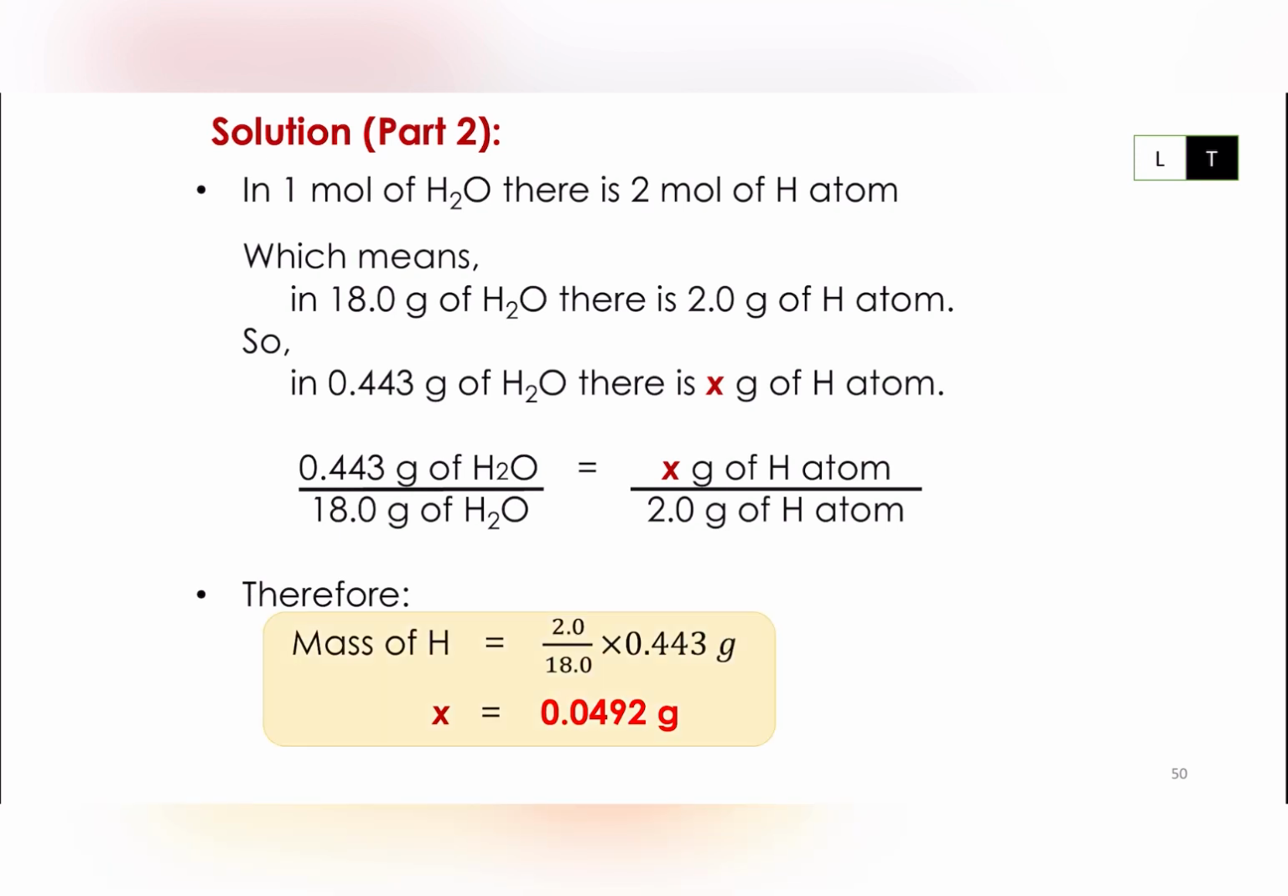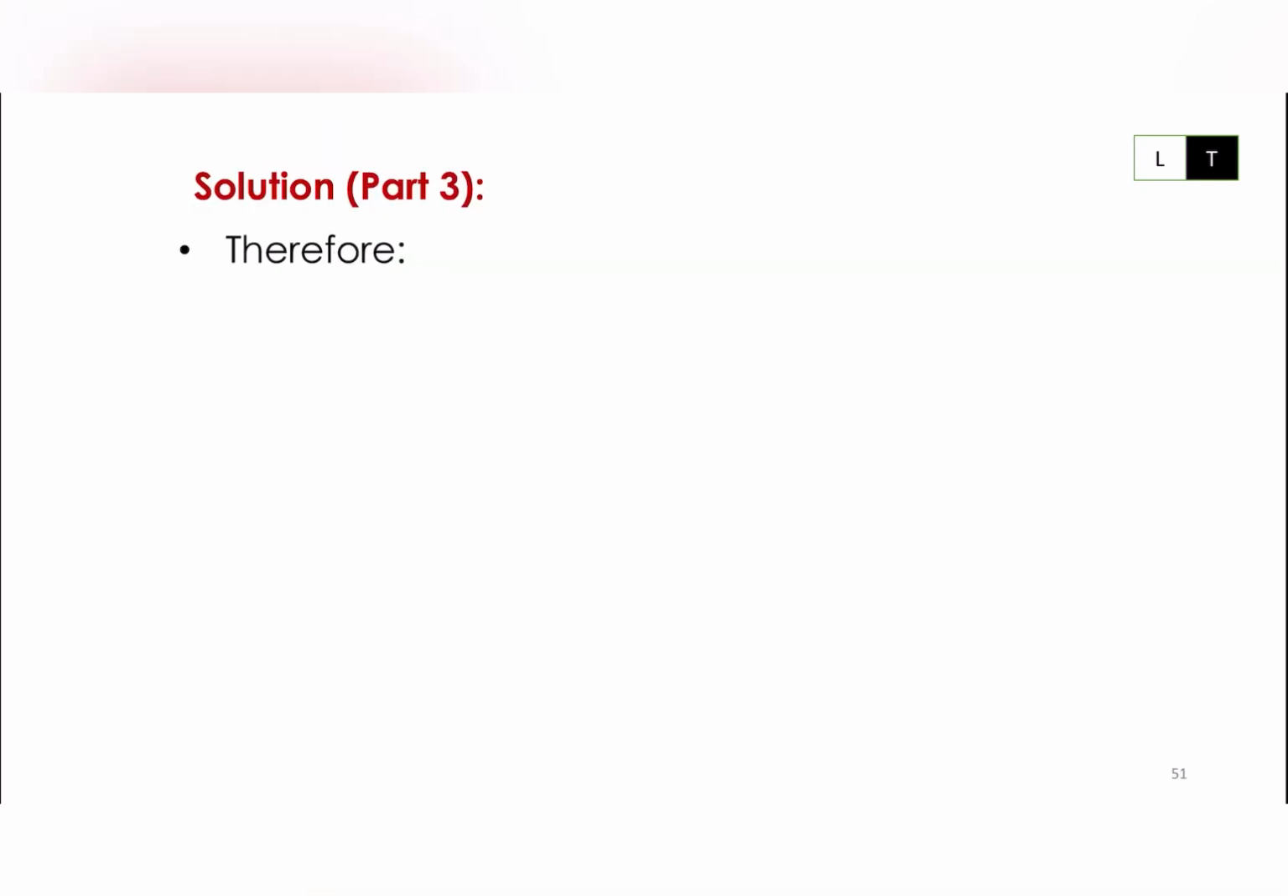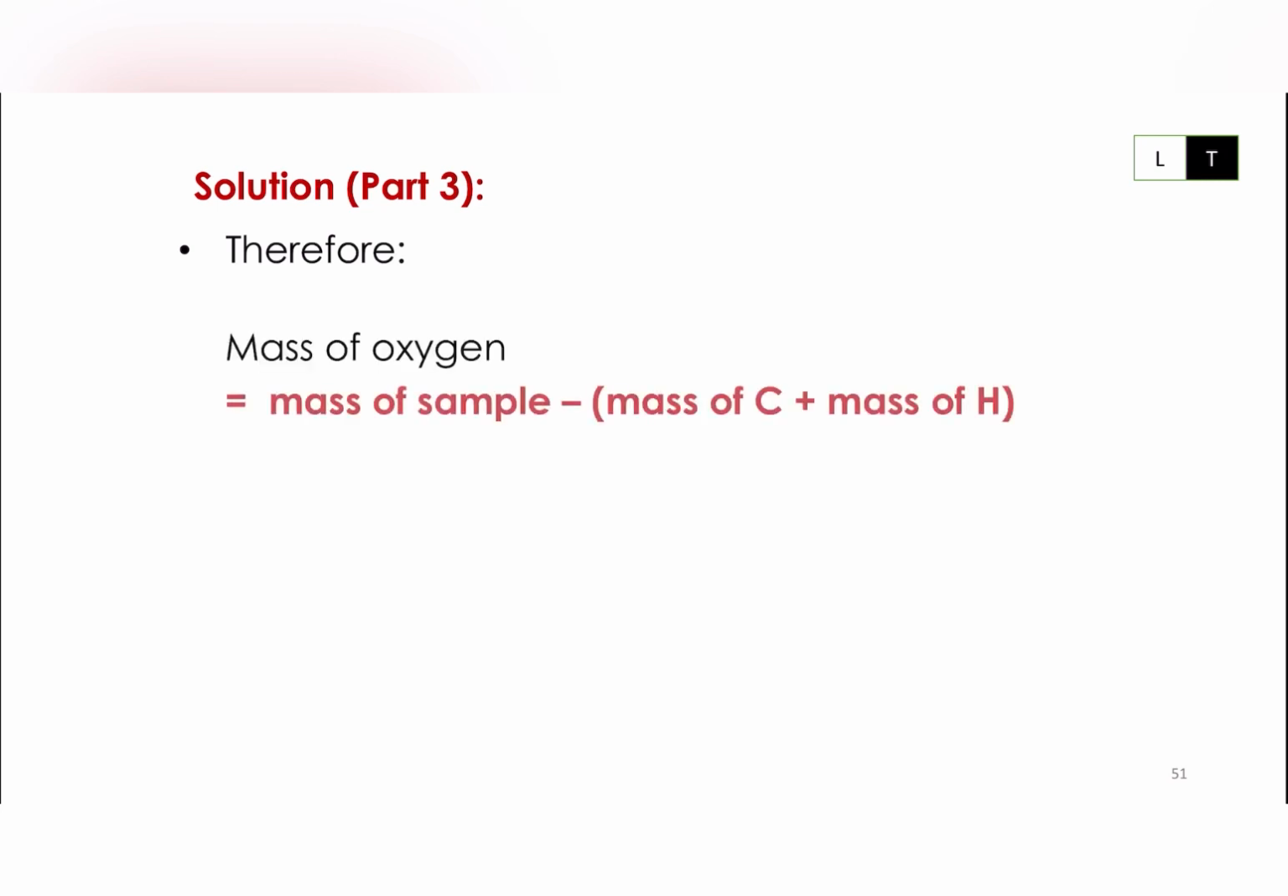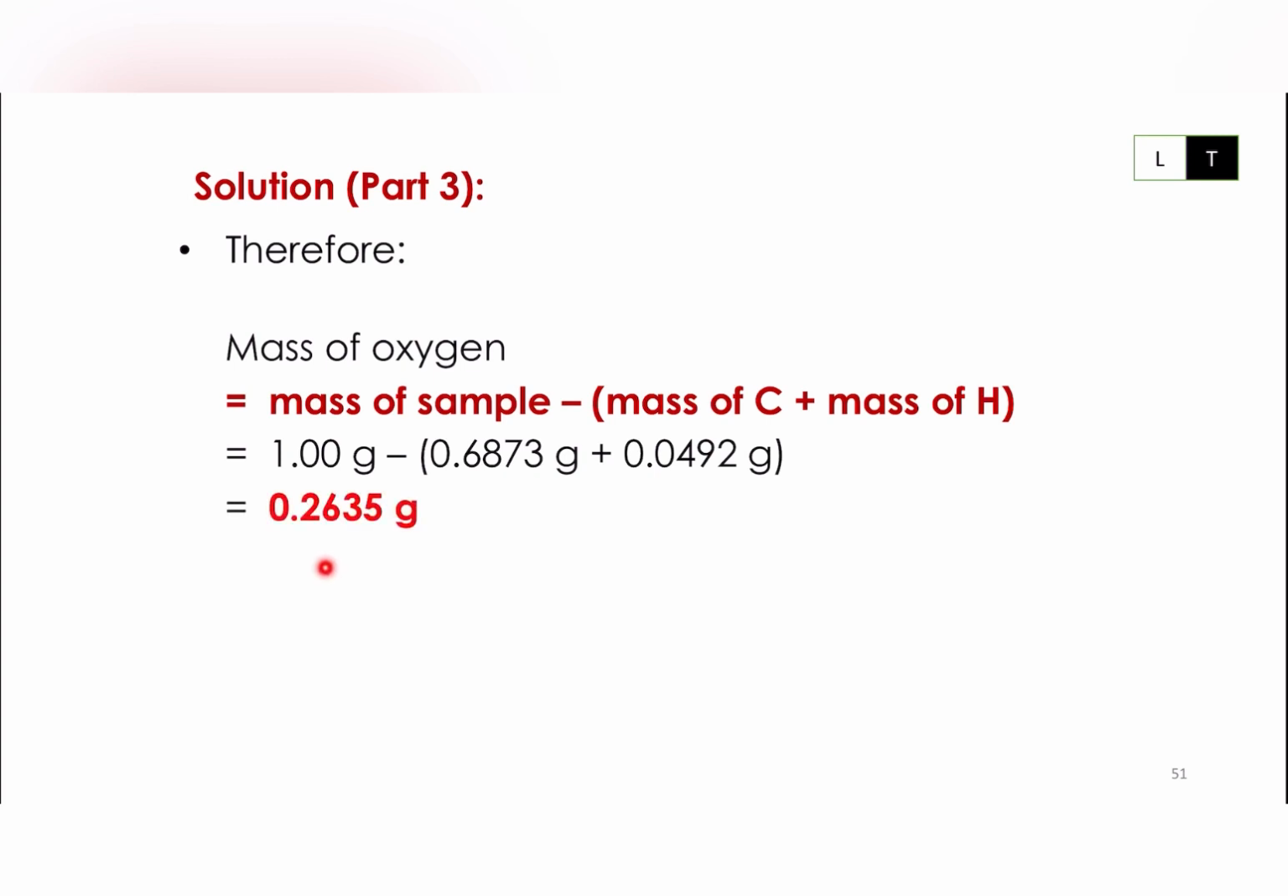Now we go to part 3. Don't forget, we got one more element, which is oxygen. So how do you want to find out? You are going to subtract the masses of all elements. You have the mass of sample minus the mass of all elements that you've got so far, which are carbon and hydrogen. So you got the mass of sample 1.00 gram minus the values that you got, you will have the mass of oxygen 0.2635 gram. So this is how you calculate based on combustion data.